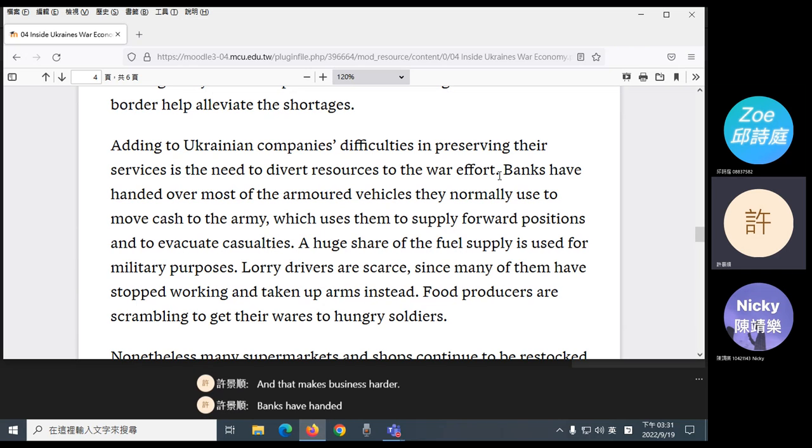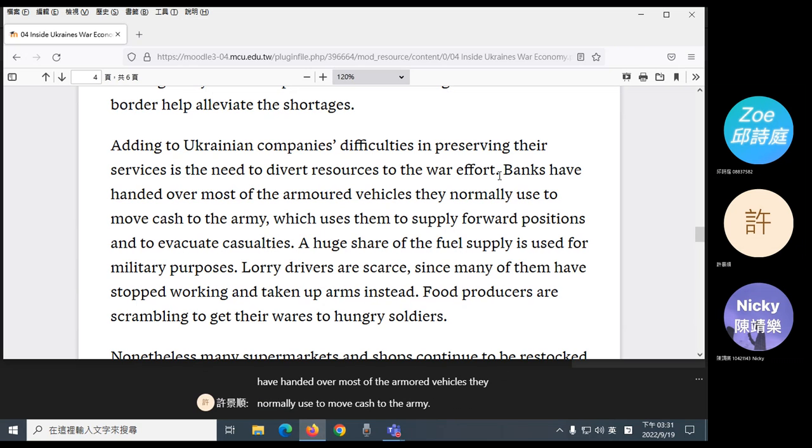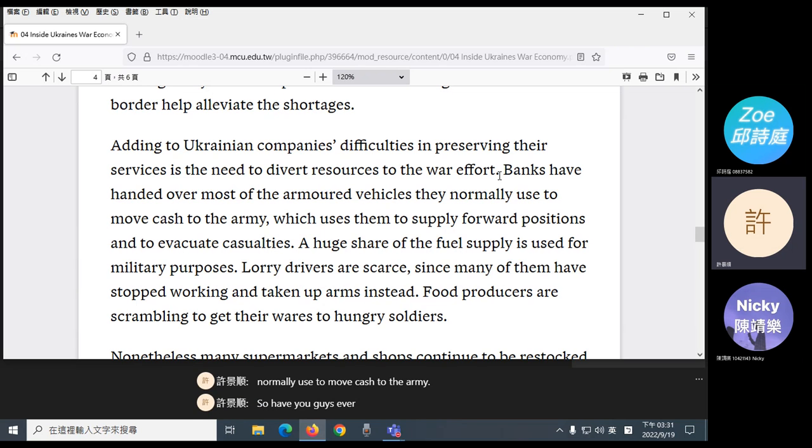Banks have handed over most of the armored vehicles they normally use to move cash to the army. So have you guys ever seen people refilling an ATM, like adding money to an ATM? Usually on the road, there's a parked car and it's usually armored, which means it's protected against bullets, guns, weapons, to make sure the money is safe. But in this case, the army needs these cars. So banks had to give them to the army. And so now they can't use these cars to help move money around.